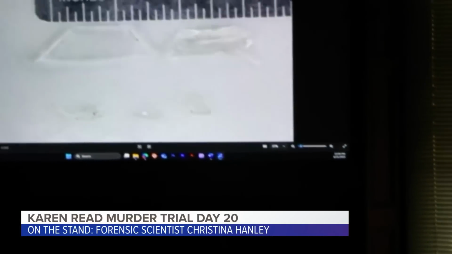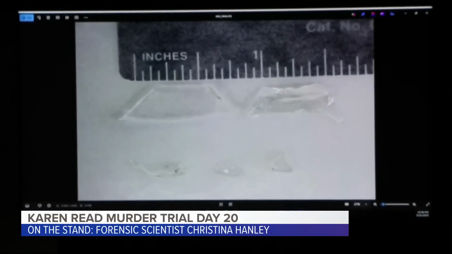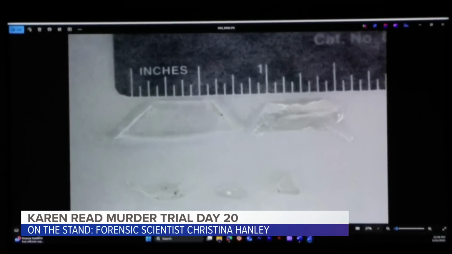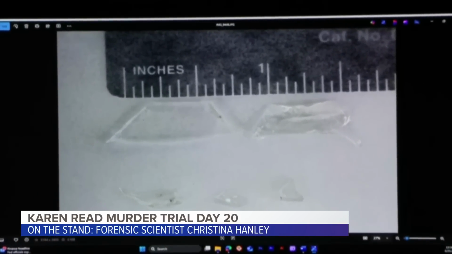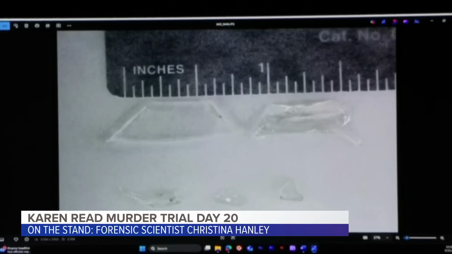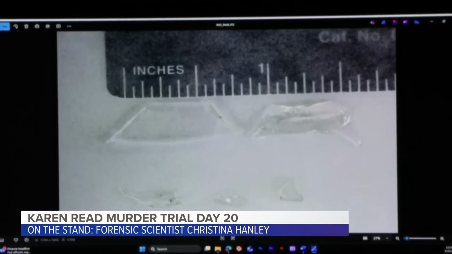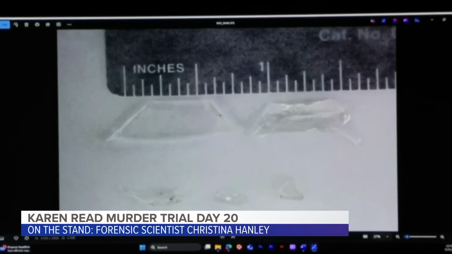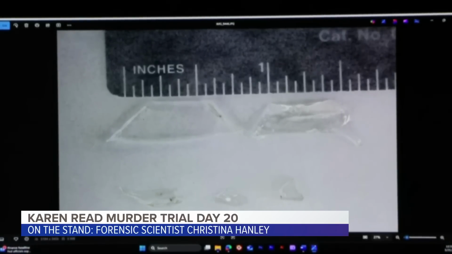And Ms. Hanley, in addition to the 5 pieces of glass associated with item 3-3, what else is depicted in this photograph? This is a photo of the 5 total pieces that are from item 3-3. And in addition to that, is there a ruler depicted in this photograph as well? Yes, there is. And what is the purpose of that ruler in the photograph? It's there just as a scale. Thank you. Ms. Gilman, you can take that one down.